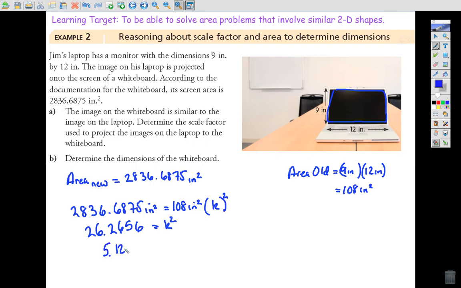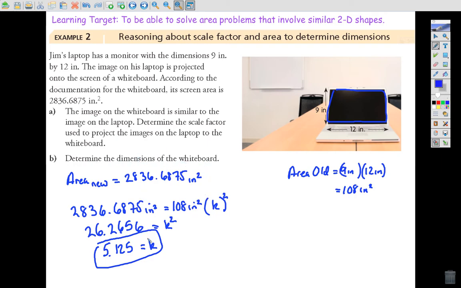Now, you're going to take the positive root here, because if you think about the scenario, it would return a negative area if we had negative dimensions, if we used a scale factor of negative. So the negatives don't really make much sense contextually here. So we're going to take the positive or principal root for our scale factor. If you wanted to round that, you could do so, but I'm just going to leave all my decimals here. In part B, it says determine the dimensions of the whiteboard.